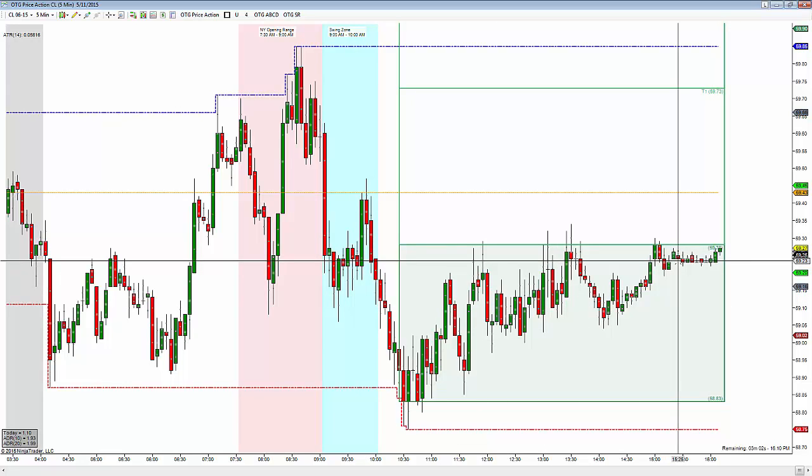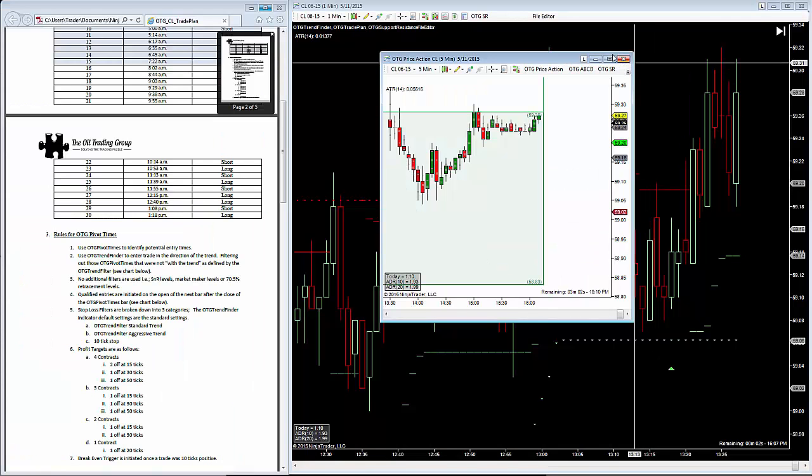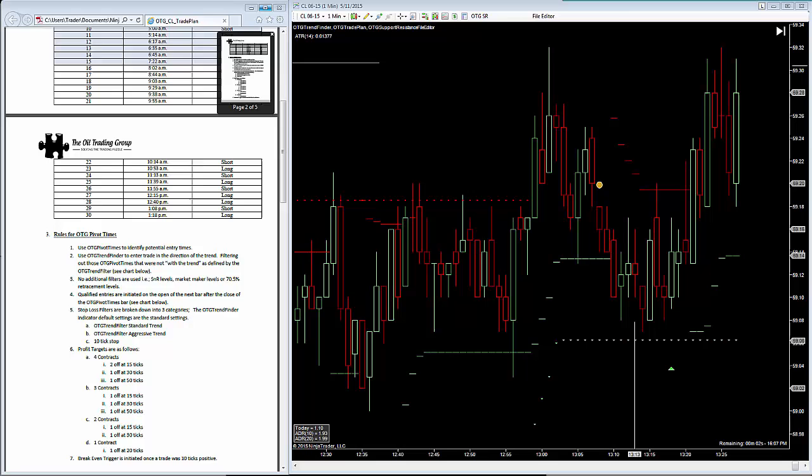So on a day like this, when it is very difficult trading conditions, if you can maintain your losses like we did today to 17 ticks, that is phenomenal. That is a phenomenal accomplishment. That is a really difficult thing to do.